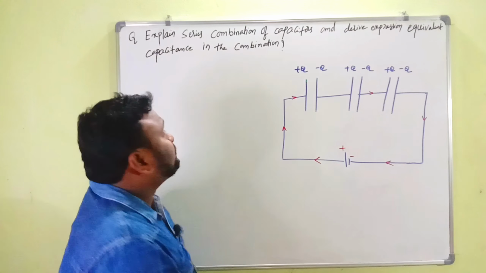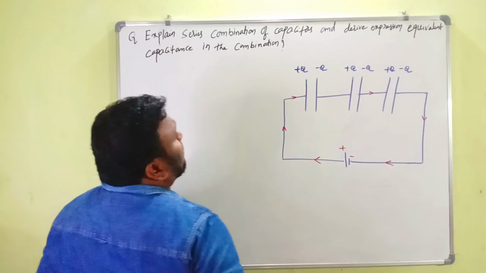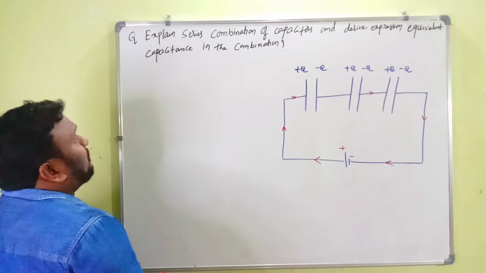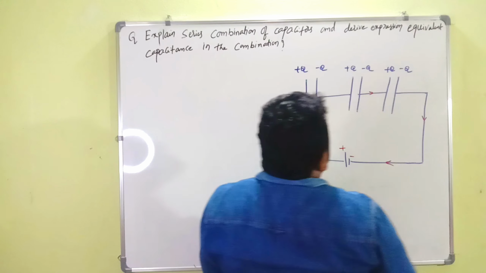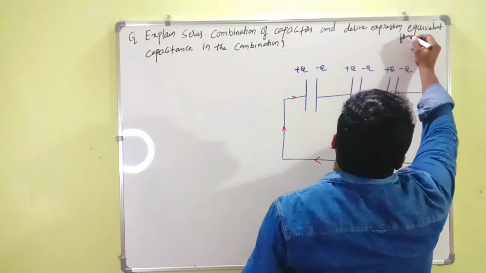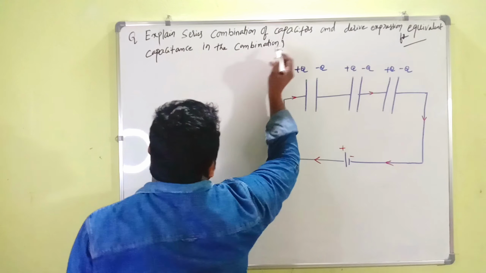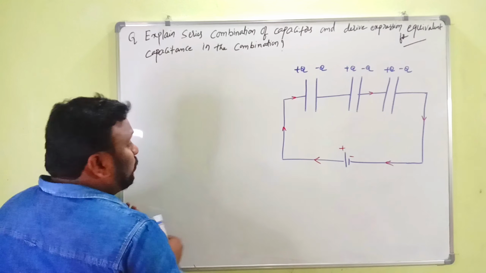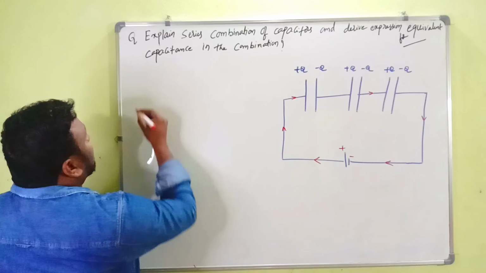See the question here: explain series combination of capacitors and derive expression for equivalent capacitance. So derive the expression for equivalent capacitance in the combination. First thing we have to know is how the series combination can be connected.